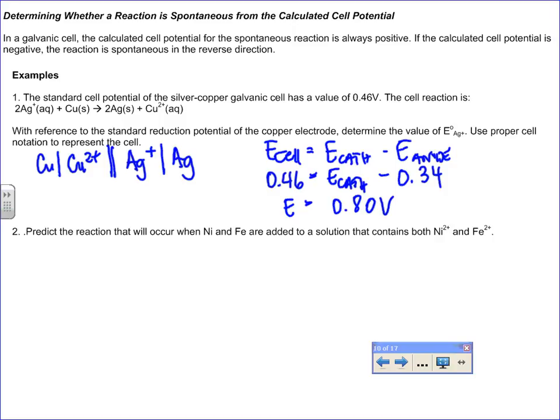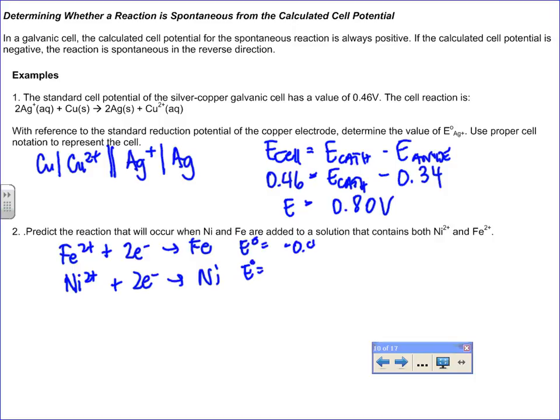Number 2 asks us to predict the reaction that will occur when nickel and iron are added to a solution that contains both nickel and iron ions. So what we have here is 2 potential reduction reactions. The nickel ions could be reduced or the iron ions could be reduced. What we want to do is look at the reduction potentials of each of these reactions. For the iron, it's negative 0.44 volts, and for the nickel, it's negative 0.25 volts.